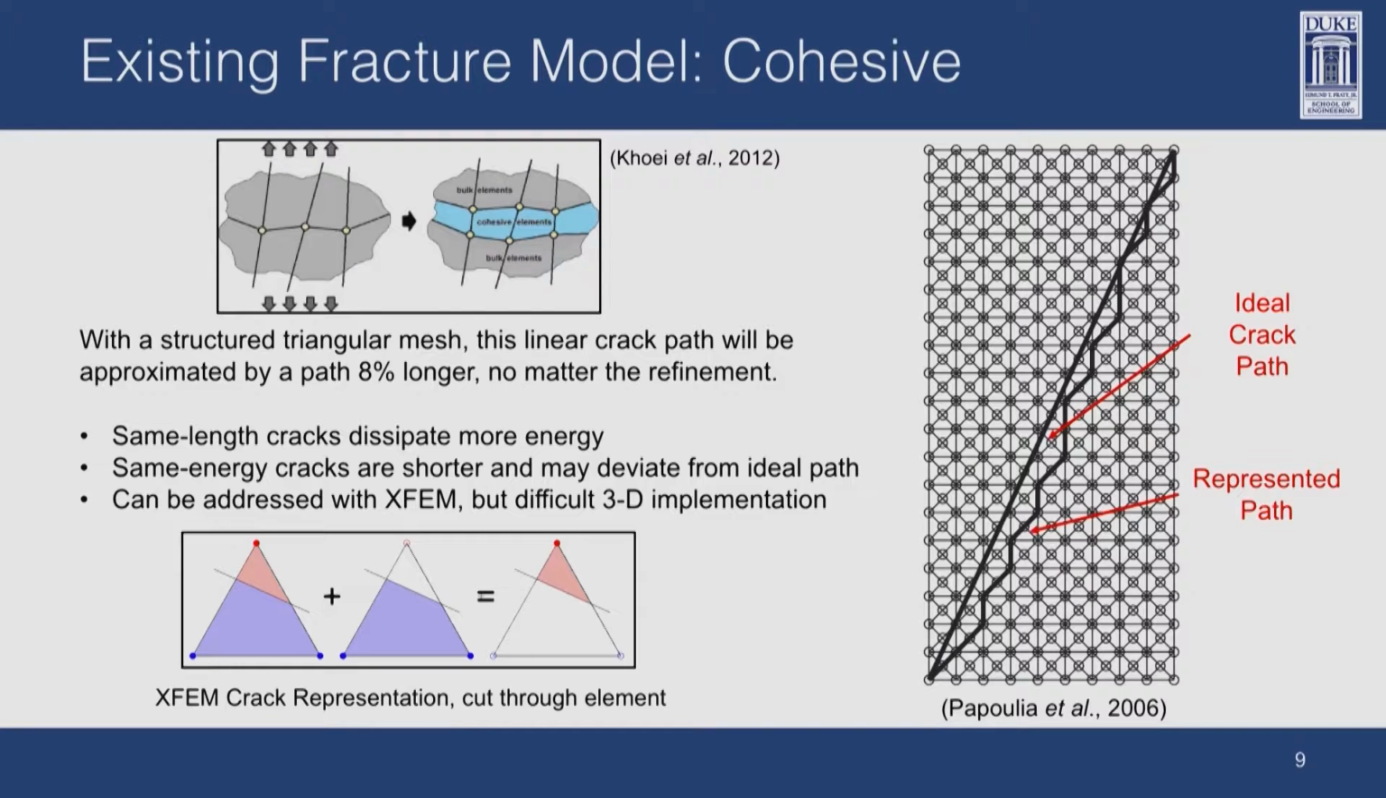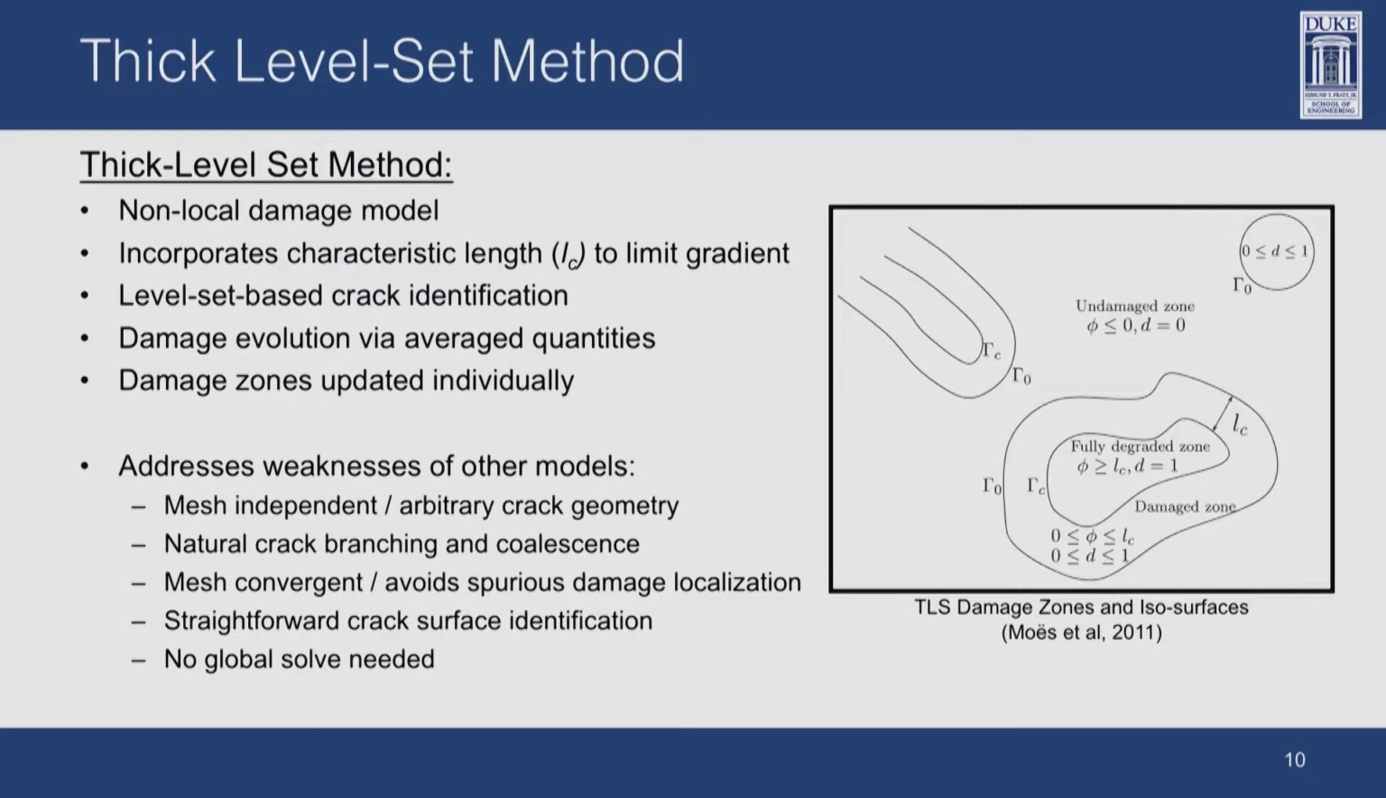There have been some techniques to address this problem, like the extended finite element method. You can see here this allows for arbitrary cuts through these elements, but the representation for three-dimensional problems can be quite difficult. So part of my work has been using this new numerical model called the thick level set method. And this is a non-local damage model which incorporates a characteristic length to limit the damage gradient. It uses level set based crack identification, and damage evolution is controlled by averaged quantities.